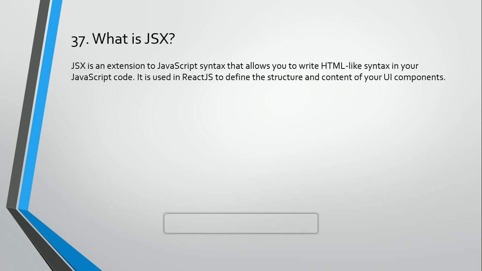What is JSX? Maybe you know, are you familiar with this term? JSX is nothing but the HTML we write inside our React code. So look, JSX, that is JavaScript XML, we can say, is an extension to JavaScript syntax that allows you to write HTML-like syntax in your JavaScript code. It is used in React.js to define the structure and content of your UI components.